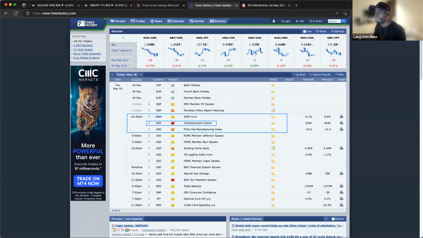FOMC, and at 10 a.m. existing home sales. I think we should be off the charts before this 10 a.m. move, which is medium impact. We should already be off the charts before that move. So a lot of volatility today, a lot of volume coming in, medium impact folders, high impact folders. You have a bank holiday for Swiss franc, French banks, and German banks. So euro was probably not the best pair to look for volume today, but that doesn't affect us because that's not what we're looking at.